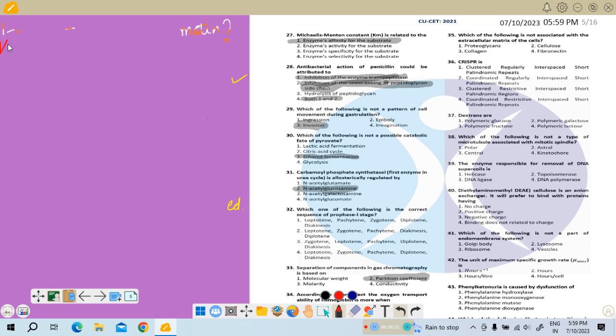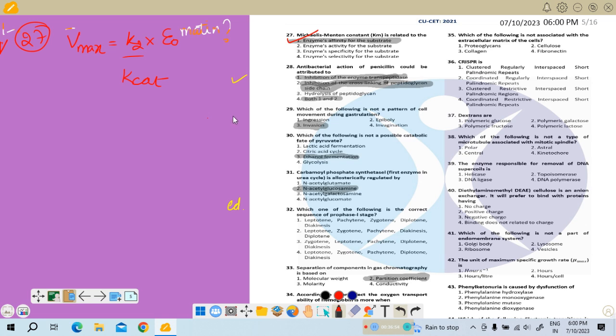So if you see the formula, Vmax is equal to K2 into E naught, or sometimes referred to as K cat. Okay, so this is related with the enzyme's affinity for the substrate.